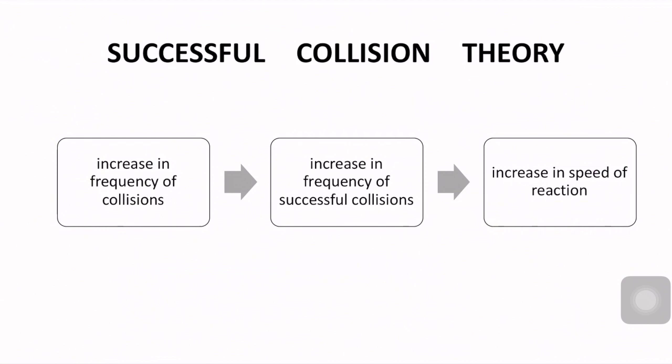So for example, if you want to increase the speed of the reaction, you can first increase the frequency of collision, and then this will increase the frequency of successful collision. When that happens, you can increase the speed of the reaction. If you need to decrease the speed of reaction, everything else will work the same way. You decrease the frequency of collision, decrease the frequency of successful collision, therefore decrease in speed of reaction.